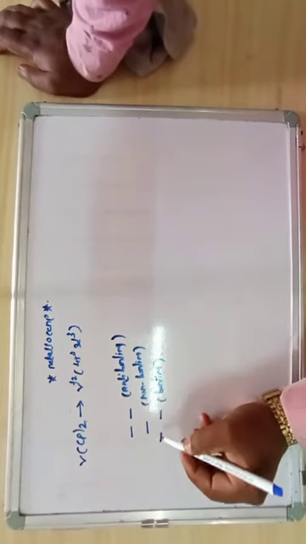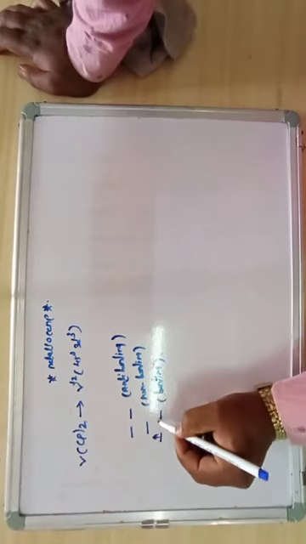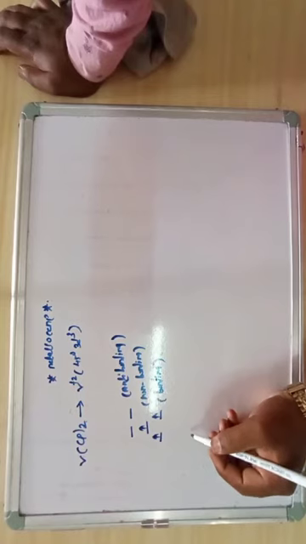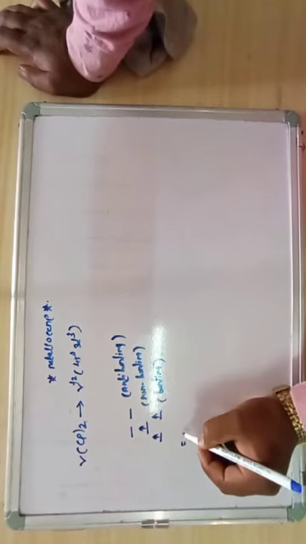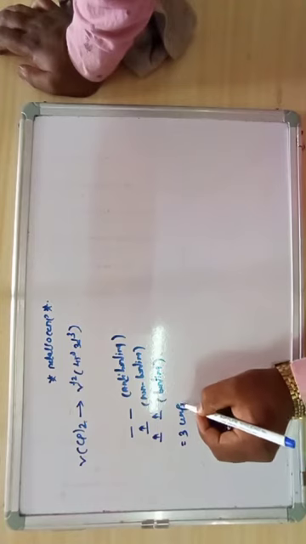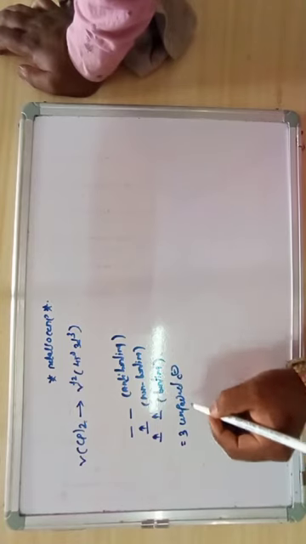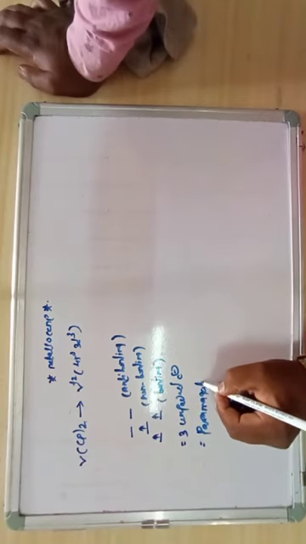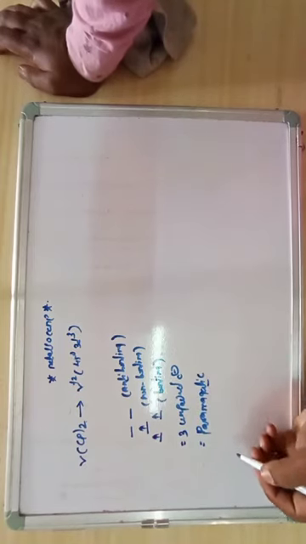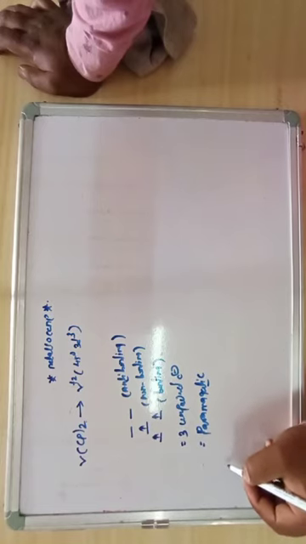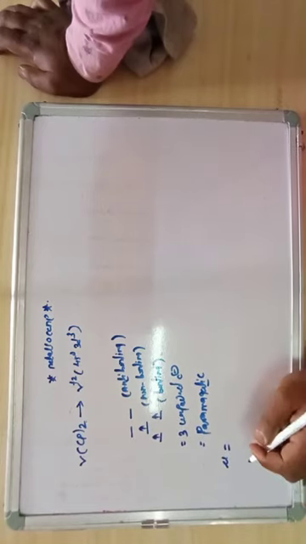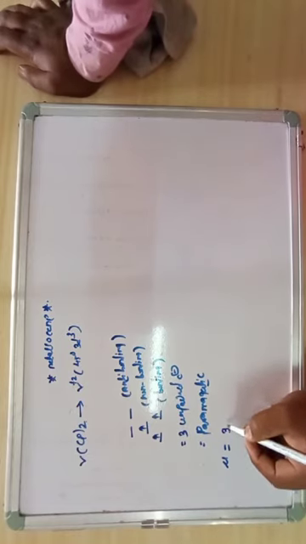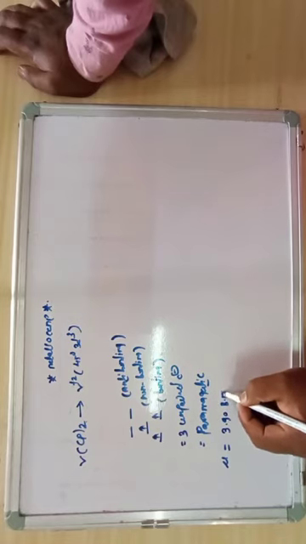In this case, only 3 electrons are there: first, second, and third. So it has 3 unpaired electrons, and therefore it is paramagnetic in nature. If you consider its dipole magnetic moment, mu, since it contains 3 unpaired electrons, the magnetic moment is 3.90 BM, Bohr magnetons.